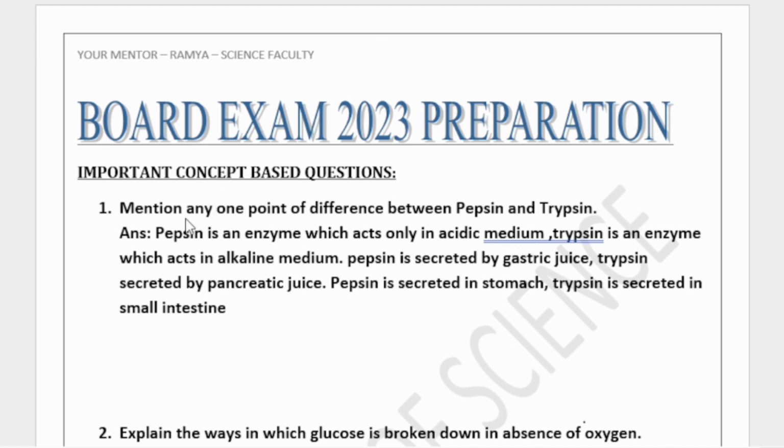So the first question is, mention any one point of difference between pepsin and trypsin. When we talk about pepsin and trypsin, these are enzymes. Where are they present, you have to know. So let me first tell you which different enzymes you have to learn from the examination point of view. Firstly, the enzyme present in your mouth is called salivary amylase, my dear students.